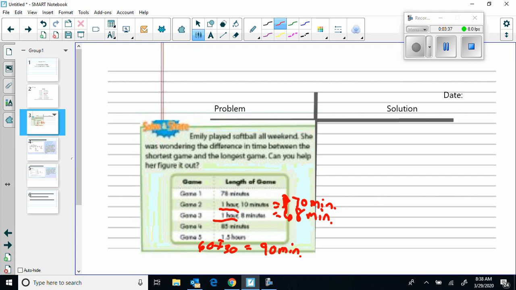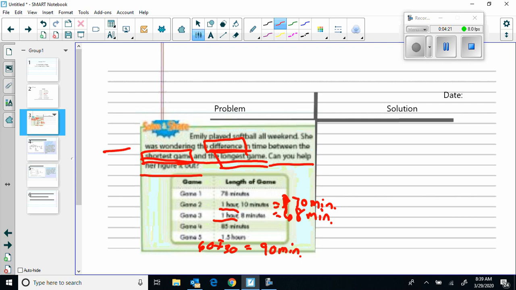So we now have all of them converted into minutes. So we have 78 minutes, 1 hour, 10 minutes is 70 minutes. 1 hour, 8 minutes is 68 minutes. We have 85 minutes, and we have 1.5 hours, which would be 60 plus 30, which is 90 minutes. So it says, can you help her figure it out? And we want to help her figure out. She was wondering the difference. Difference is our keyword we're going to box because difference means we need to subtract in time between the shortest game and the longest game.